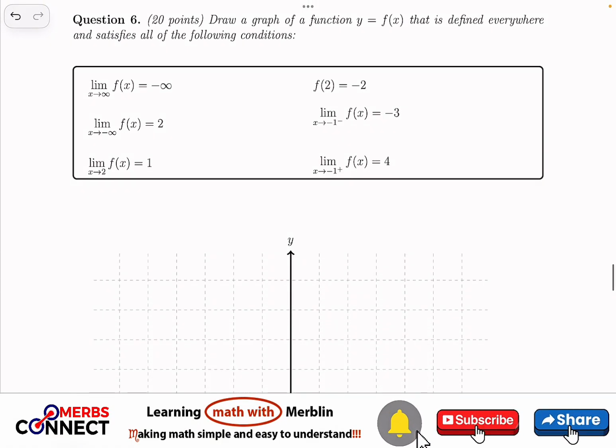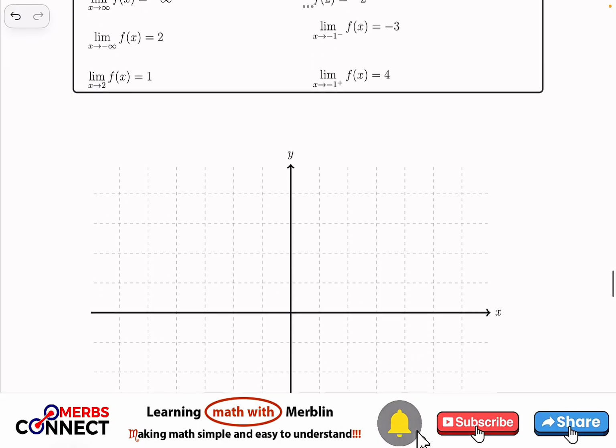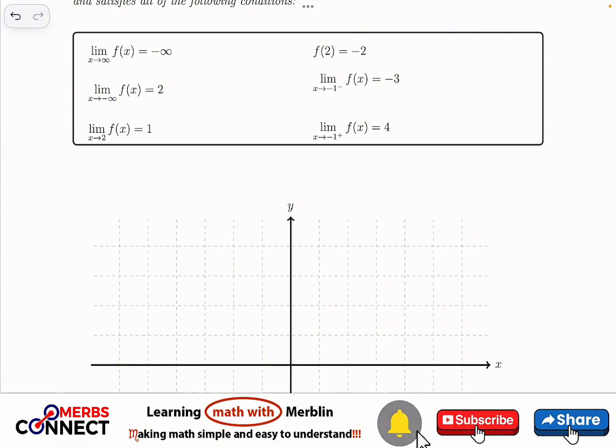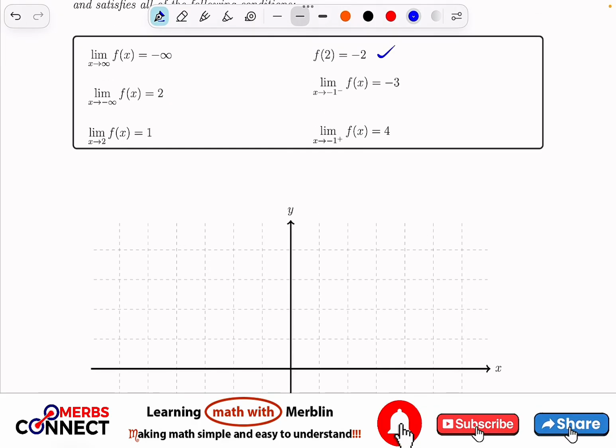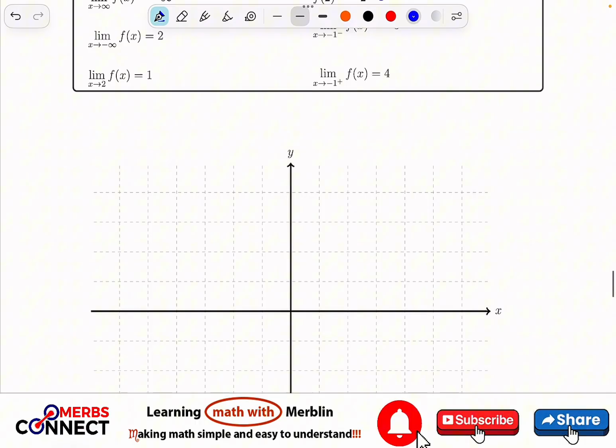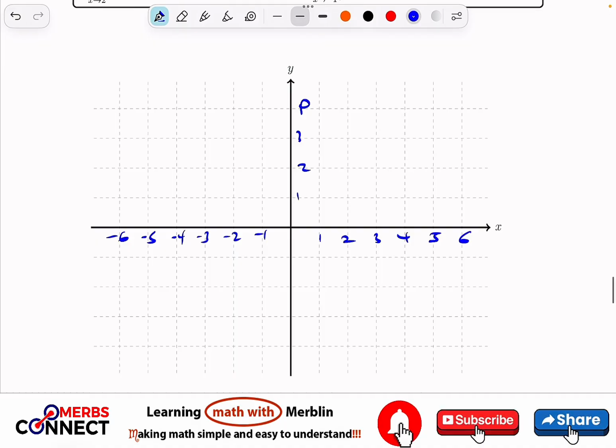Let's look at question 6. Now, I love drawing graphs. As soon as I see a graph, I try to do the easiest part. So the easiest one is f of 2 is equal to minus 2. So let me assume that I have 1, 2, 3, 4, 5, 6, 1, 2, 3, 4, minus 1, minus 2, minus 3, minus 4, minus 5, minus 6. I have minus 1, minus 2, minus 3, minus 4.